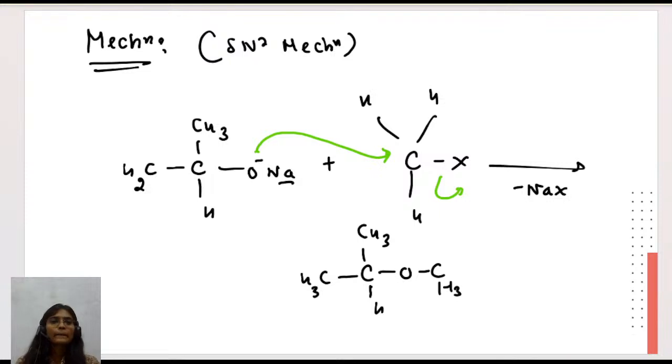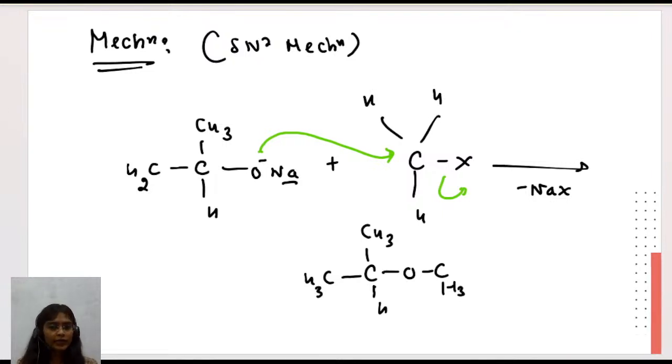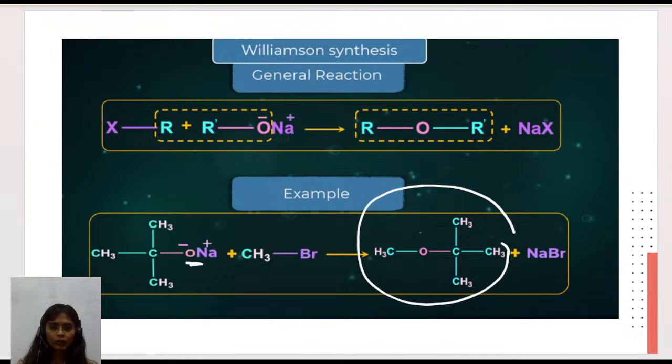Now, SN2 mechanism. I hope the reaction is clear for everyone. Now, please answer this question, okay? I want to ask a question to you.